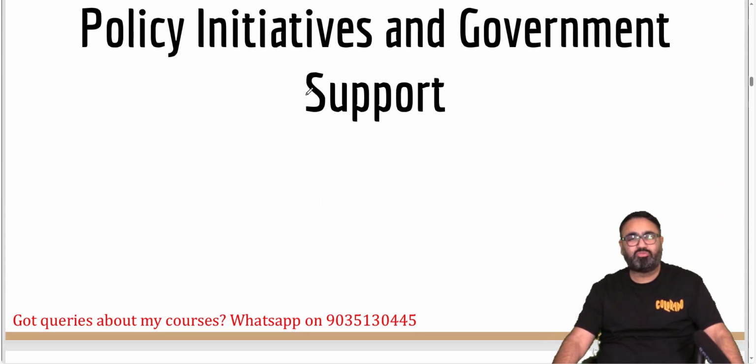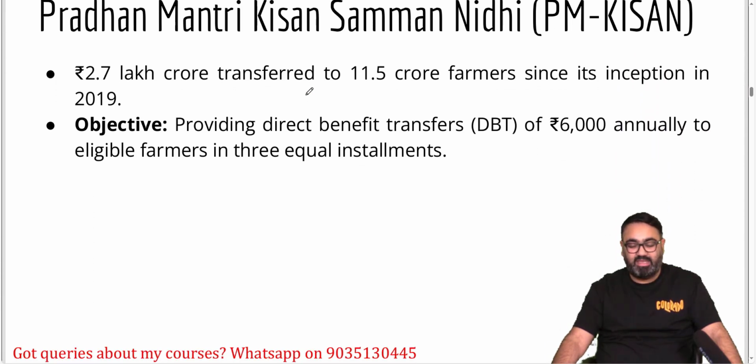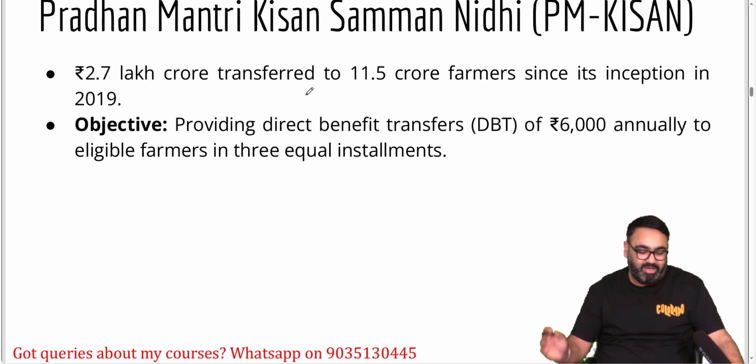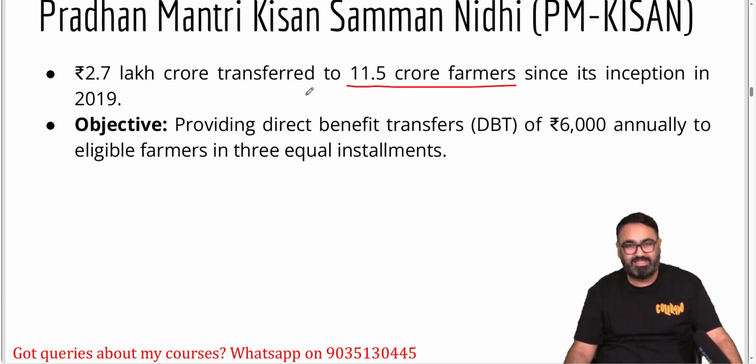Now this chapter also talks about the policy initiatives that the government has taken specifically in the field of agriculture. Let's start with the first one, Pradhan Mantri Kisan Samman Nidhi, called PM Kisan Yojana. As you know, under this, the government has a direct cash benefit transfer to the farmers. A total of 2.7 lakh crore was transferred to 11.5 crore farmers since the scheme started in 2019.